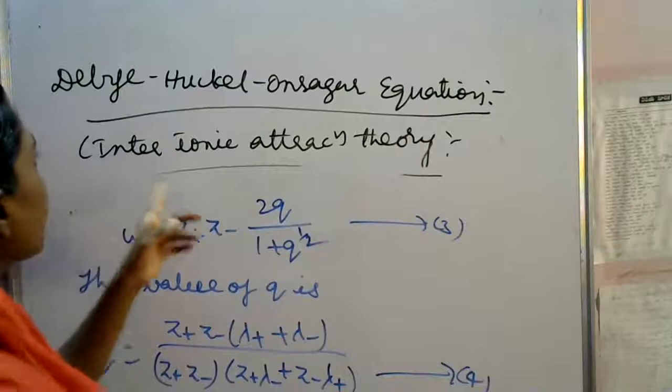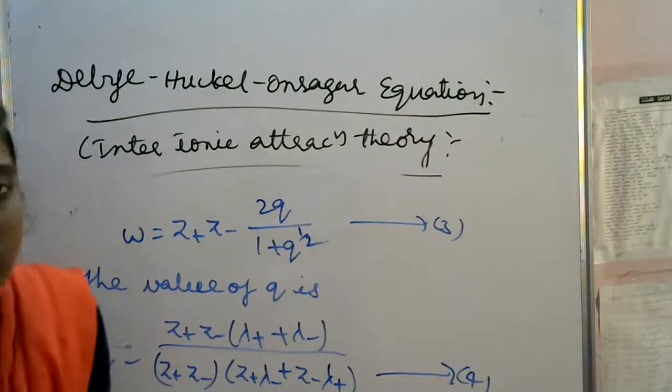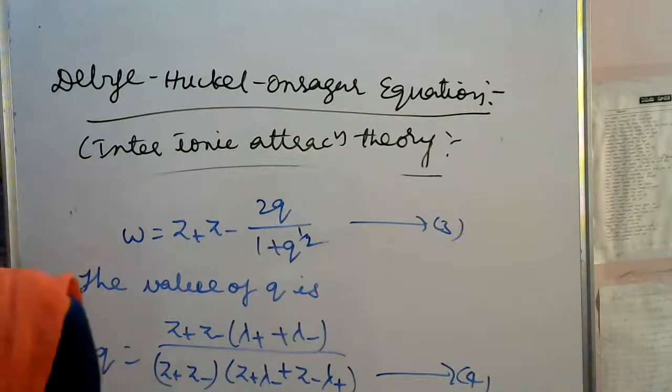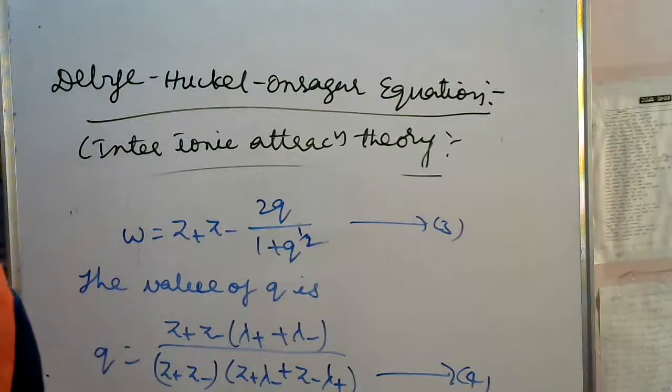So yesterday we have seen the Debye-Huckel-Onsager equation, the inter-ionic attraction theory and the electrophoretic theory. In that, an ionic atmosphere is created, right? Here positive ions are surrounded by negative ions, meaning anions.